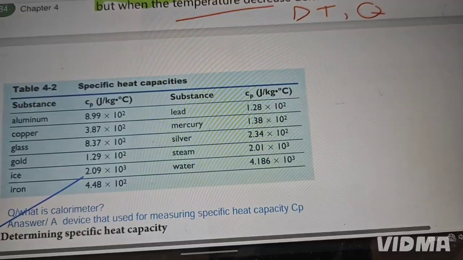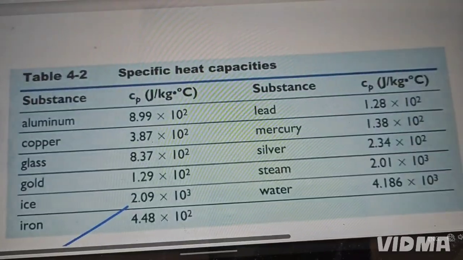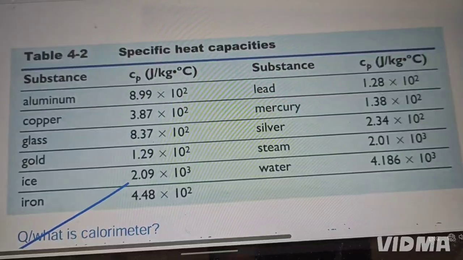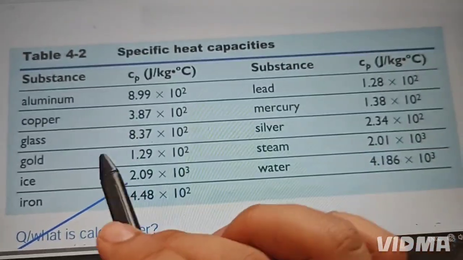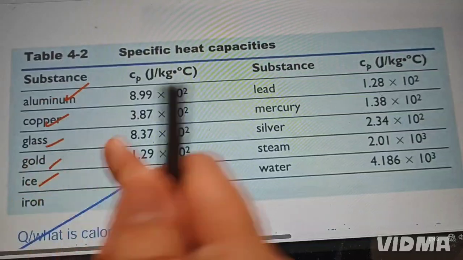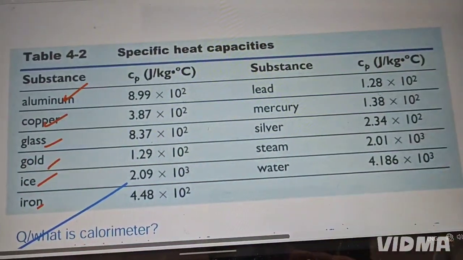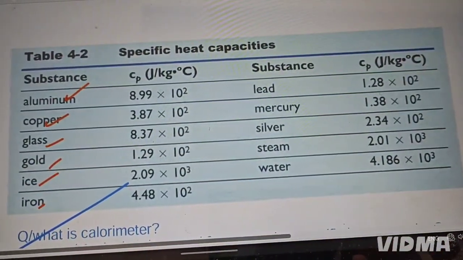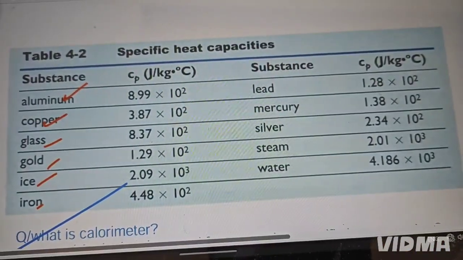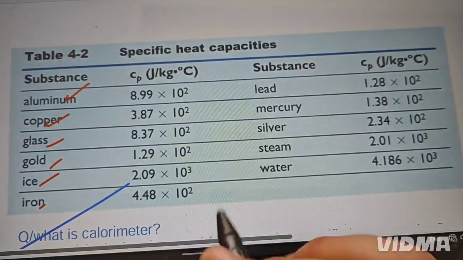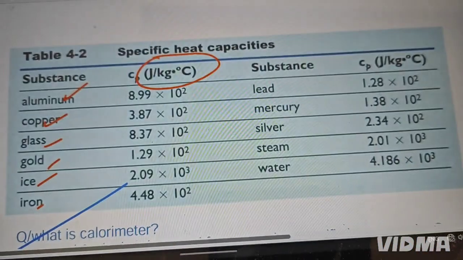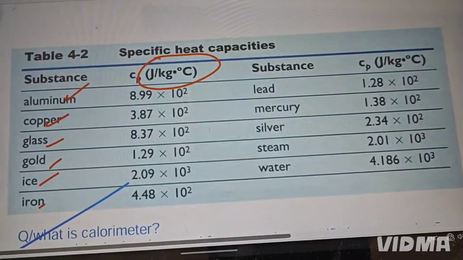Actually, this table, you don't necessarily need to understand or memorize it, because this is the specific heat capacity for each substance, for example aluminum, gold, ice, iron. All teachers will give you the numbers in the exam. And I forgot to tell you one thing: the unit of specific capacity is important, joule over kilogram times Celsius.